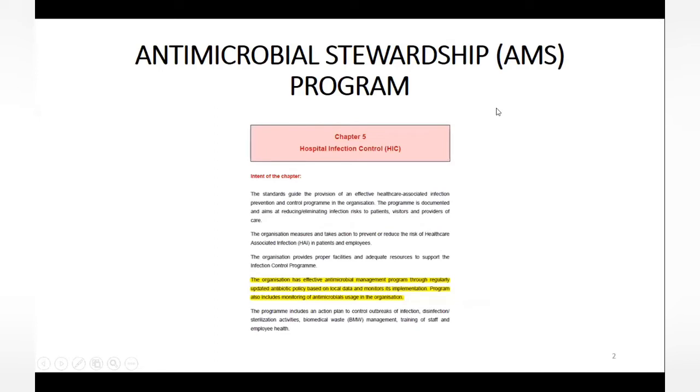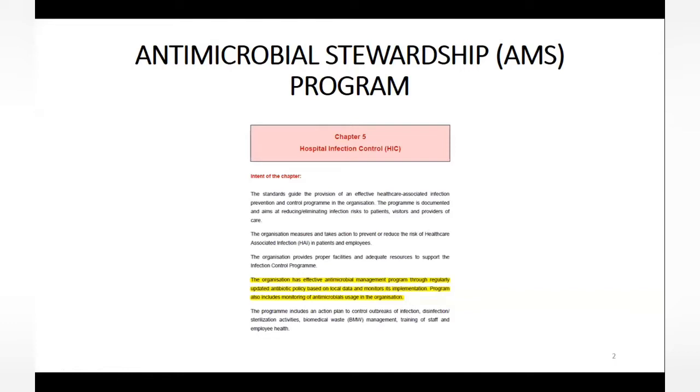The National Medical Commission last year, in the month of October, made it mandatory for all medical colleges to have an antimicrobial stewardship program. It is also included in Chapter 5 of the NABH standards to have an antimicrobial stewardship program.